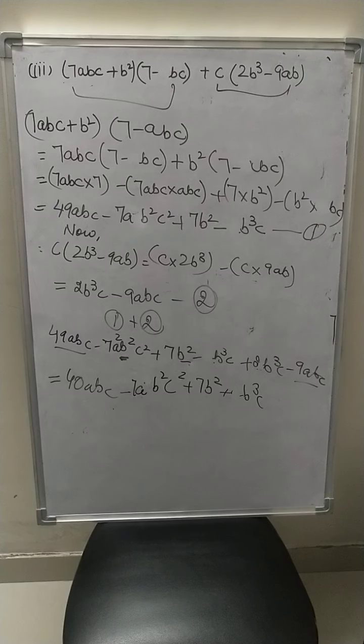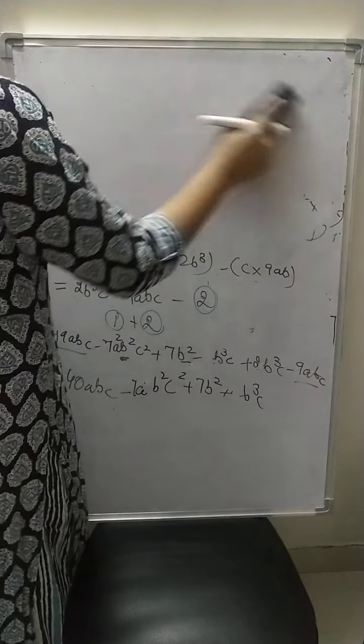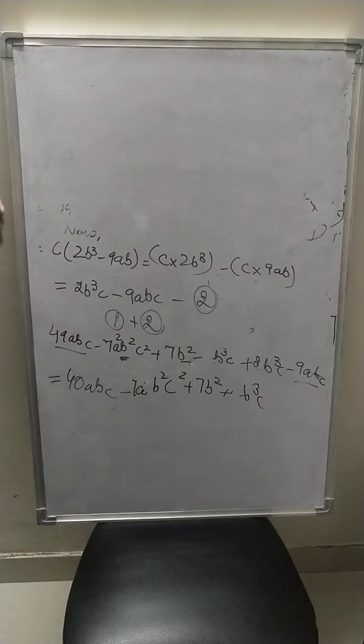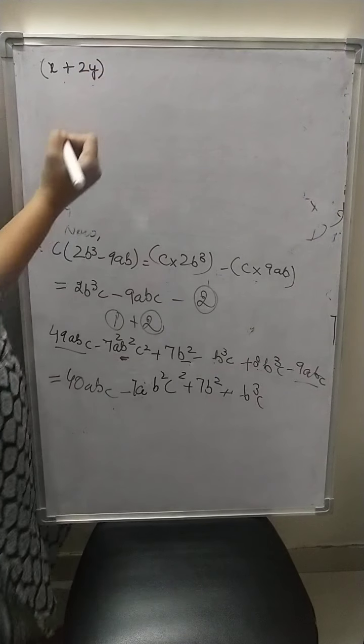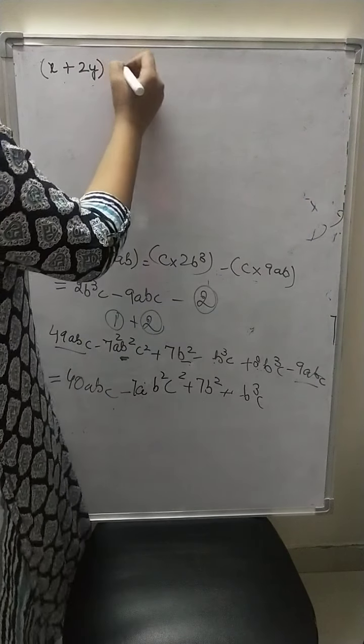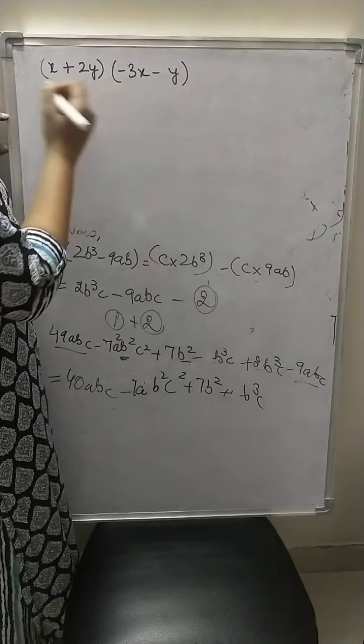I think I'll do the fifth part, because it is a bit longer. So I'll do the fifth part and then I'll tell you the homework. The fifth part is x plus y into minus 3x minus y. I'll write the term one by one and solve it one by one. Let us solve this first, then go on to the second term.